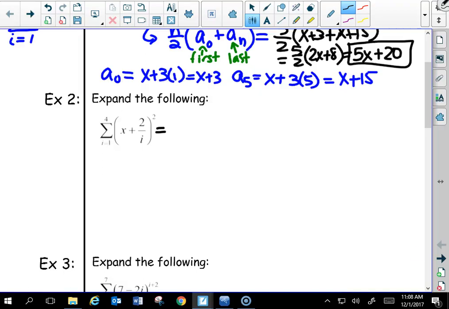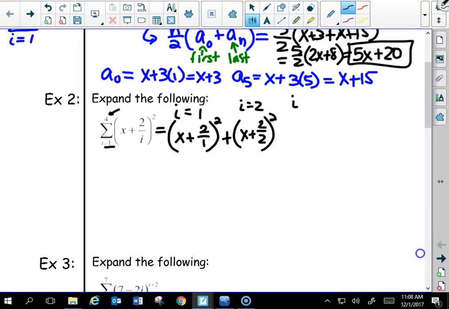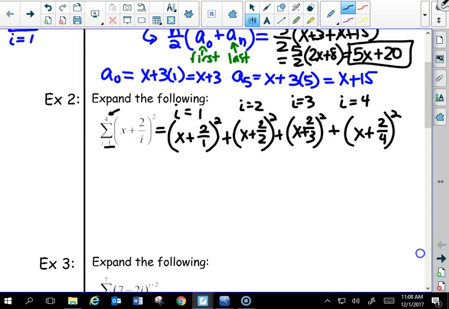So let's start with i equals 1. We're told that we start at 1 and then we go to 4. So for i equals 1, we're going to substitute a 1 wherever we have an i. So expanding this out is going to look like this. x plus 2 over 1 squared. All right, let's go on to i equals 2. x plus 2 over 2 squared. i equals 3. x plus 2 over 3 squared. And then i equals 4. x plus 2 over 4 squared.